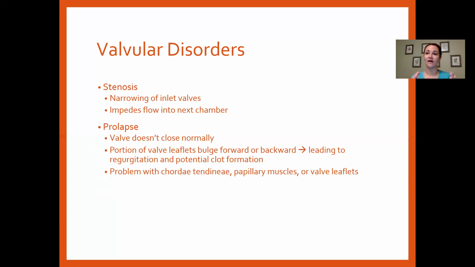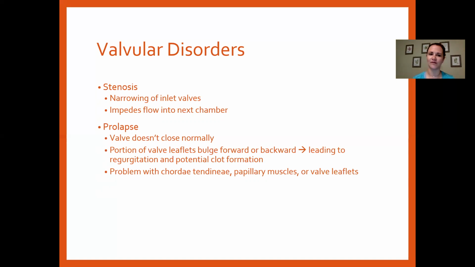And then a prolapse is where the valve doesn't close normally. So just like it sounds to you, different organs can prolapse, like a hernia can prolapse. It's where a portion of the valve leaflets are bulging forward or backwards into a place that they don't belong. And that can lead to regurgitation of blood from one chamber to another, which would not be good, and potential clot formation because there can be some stagnant blood there. And we know what the complications of that are.